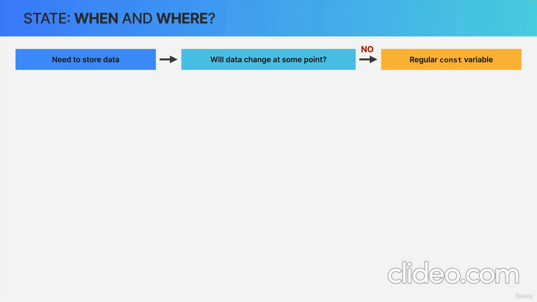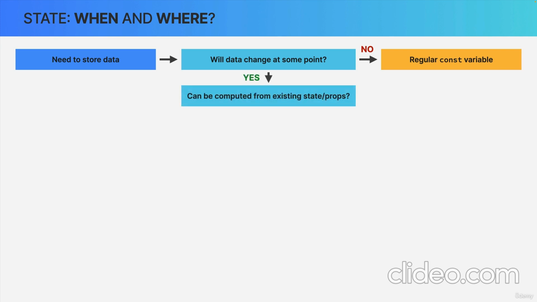However, if the data does need to change in the future, the next question is, is it possible to compute or to calculate this new data from an existing piece of state or props? If that's the case, then you should derive the state. So basically calculate it based on an already existing state or prop. And this is a pretty important concept, so there is a separate lecture on derived state later in this section.